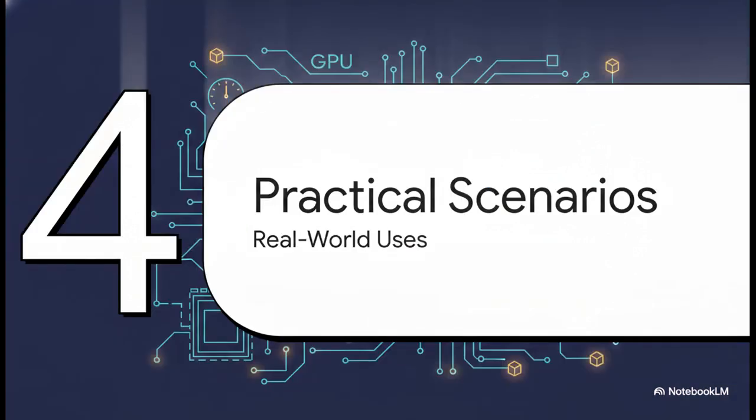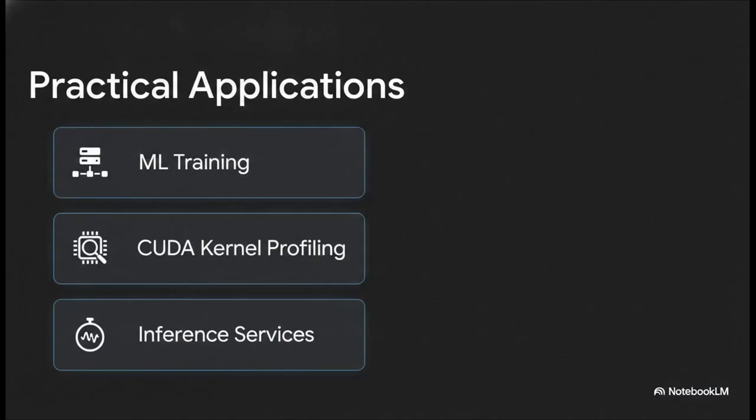Which brings us to Section 4, Practical Scenarios, Real-World Uses. So where does this actually show up? There are basically 3 primary scenarios where you're practically going to use clock management in your day-to-day workflow. Long-running ML training, fine-tuning your code through CUDA kernel profiling, and managing production inference services. Let's break these down real quick.